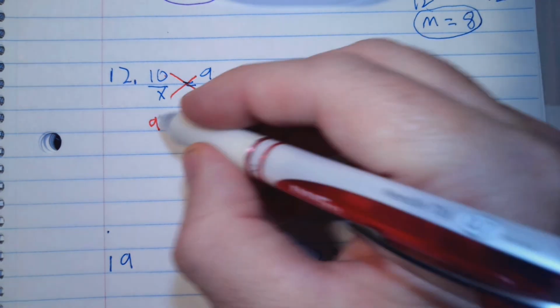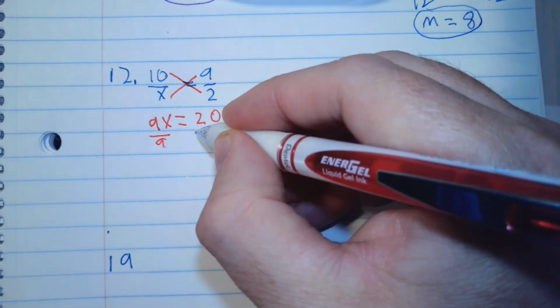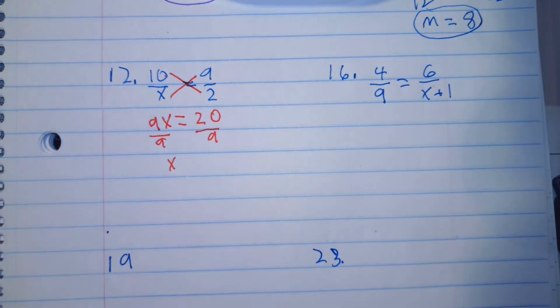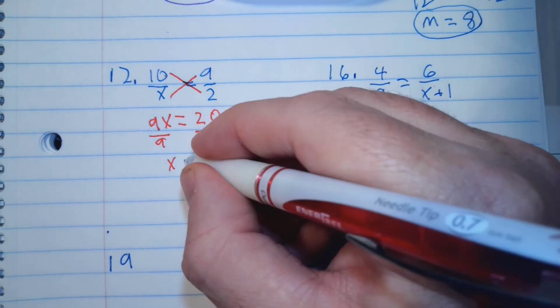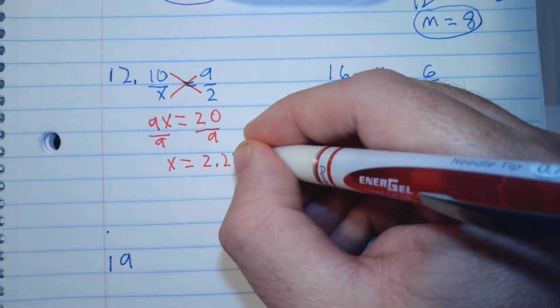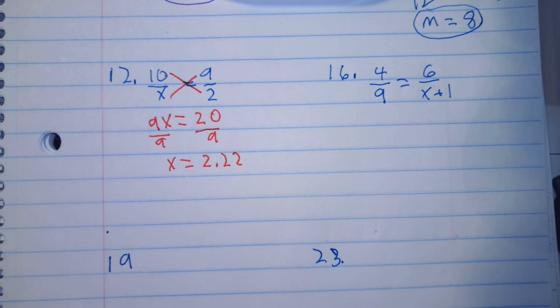So I'm going to divide both sides by 9. And it is not going to work out to a nice pretty number, so you're going to want to put it in your calculator. 20 divided by 9, and we're going to round to 2 decimal places. And so that is going to end up being 2.22, and that is rounded. Okay, so there we go. Let's move on to the harder problem.